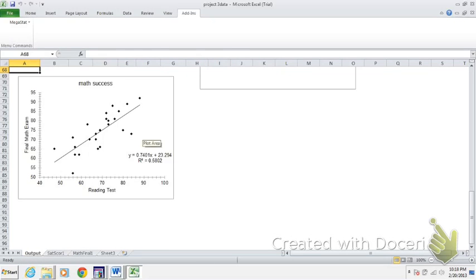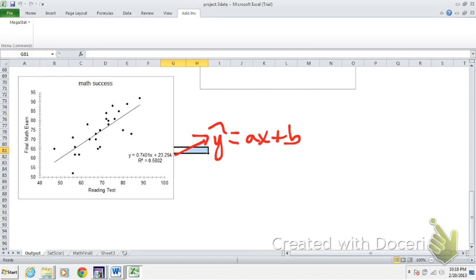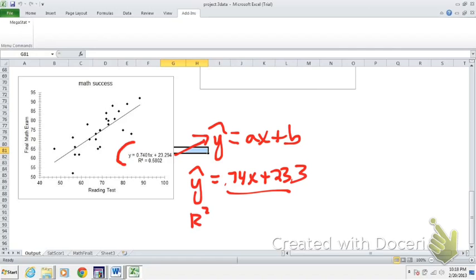It looked like the software was glitchy there. Okay, so what I want to grab from that is several things. Clearly I want to grab the y-hat, let me put it in drawing mode here. I want to grab the y-hat equals ax plus b, which is basically right here. We have our least squares regression line, so 0.74x plus, and I'm rounding here, 23.3. And I'm grabbing r squared, which again is the coefficient of determination, which is 0.58.